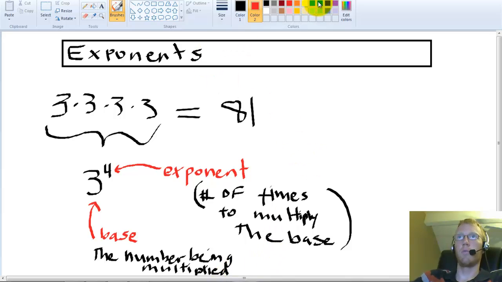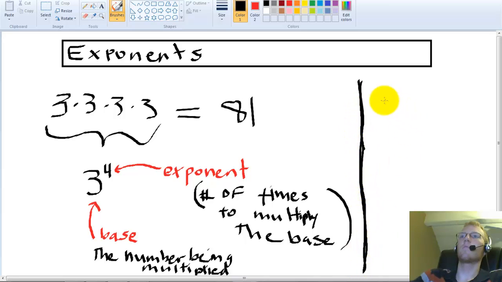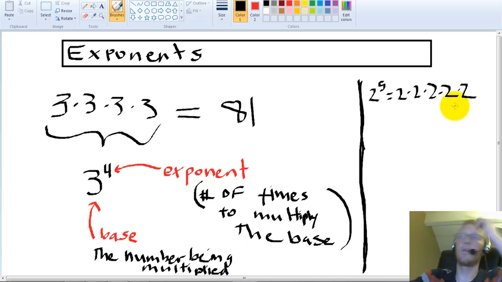Okay, so let's do some more examples real quick. I'll make some space and we'll do them right here. Suppose you've got 2 to the 5th power. What does that equal? That means 2 times 2 times 2 times 2 times 2. So that's what this notation means. It's very, very important that you understand this notation anytime you see something like that.